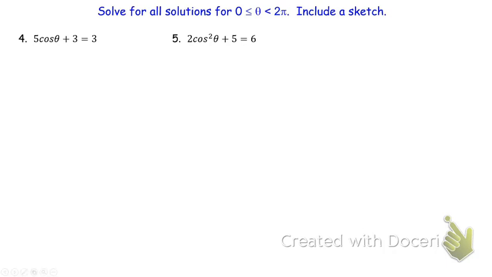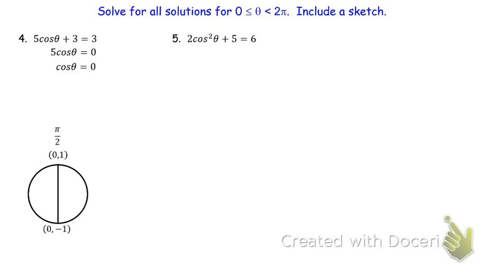We're going to start number 4 by subtracting 3 from both sides, and we get 5 cosine theta is 0. Dividing both sides by 5, we get cosine theta is still 0. And I know that there's two places where the x or cosine can be 0, straight up and straight down on the unit circle. So we can say that theta is either pi over 2, because x is 0 when it's (0, 1), or it could be 3 pi over 2, because x is still 0 when it's (0, negative 1). So both pi over 2 and 3 pi over 2 are solutions to the equation.